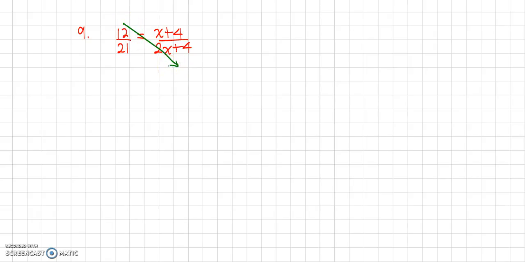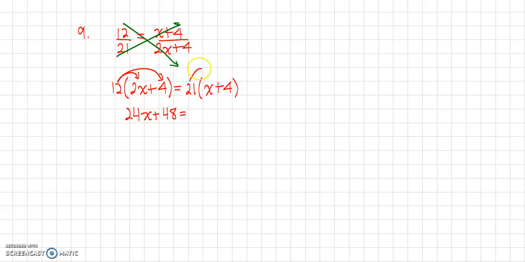Okay, so I'm going to multiply diagonally. That 12 gets multiplied by the entire denominator of 2x plus 4. This 21 gets multiplied by the entire numerator of x plus 4. Now simply distribute. So we have 24x plus 48 equals 21x plus 84.